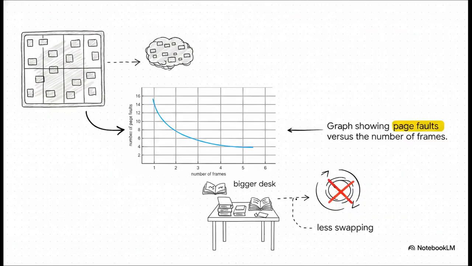Now, basic logic dictates that if you give a system more physical memory, more frames, the number of page faults should naturally go down, right? I mean, as the number of frames goes up, the curve of page faults gracefully swoops down. A bigger disk means less swapping. That is the standard, totally expected behavior.